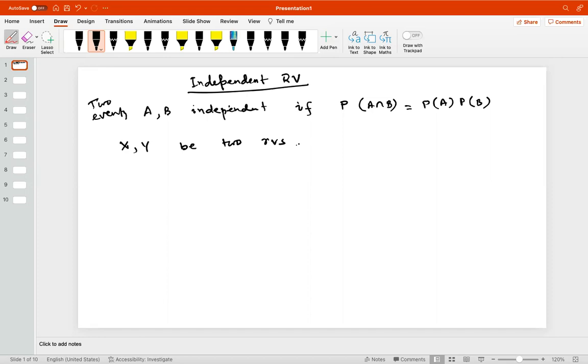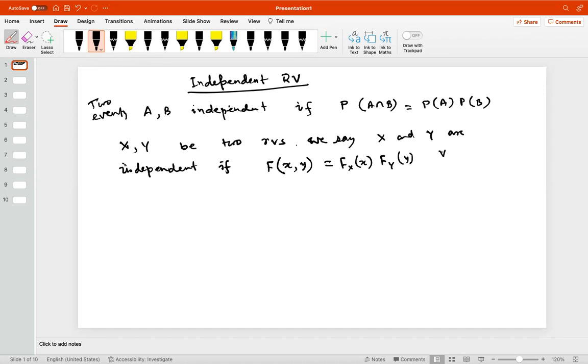So what is the probability assigned? The definition is this. We say two random variables X and Y are independent if and only if, the definition is always if and only if, the joint distribution function of X, Y is equal to the distribution function of X times the distribution function of Y, and that should be true for all x, y in R.